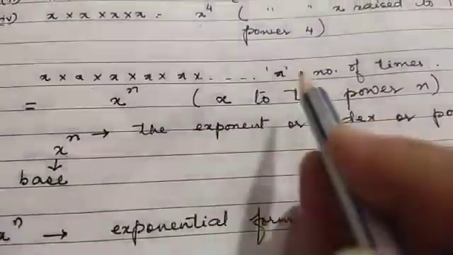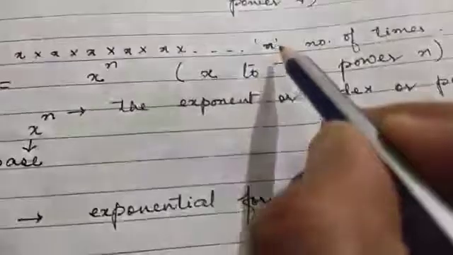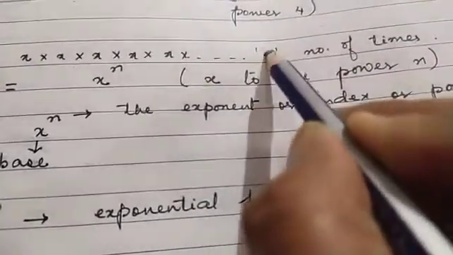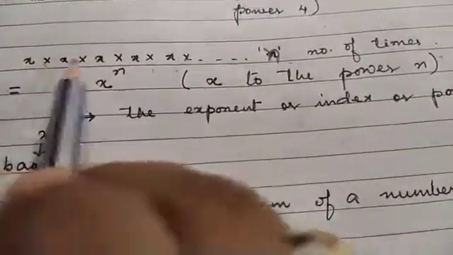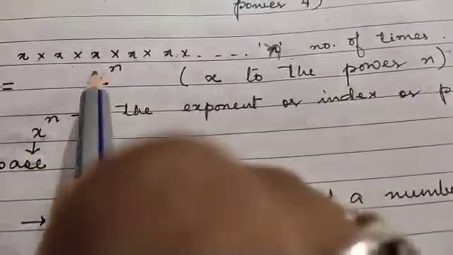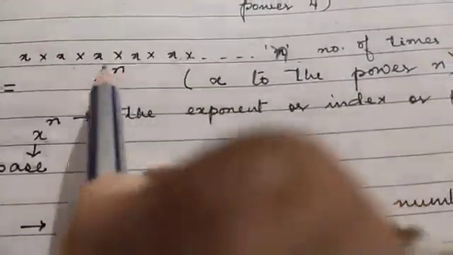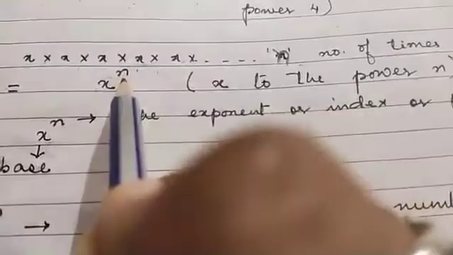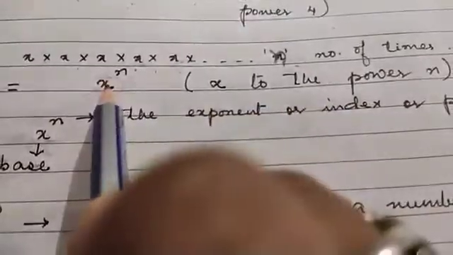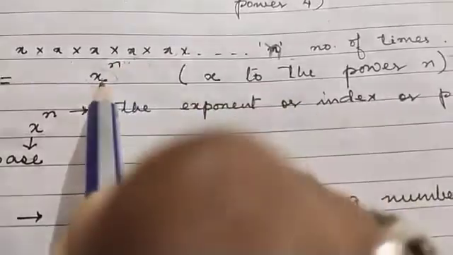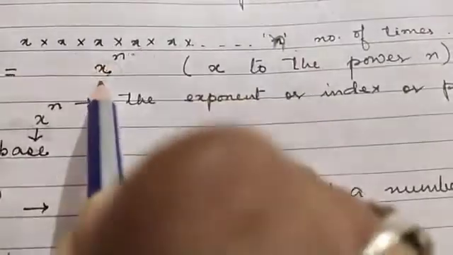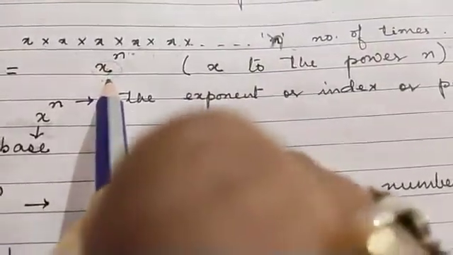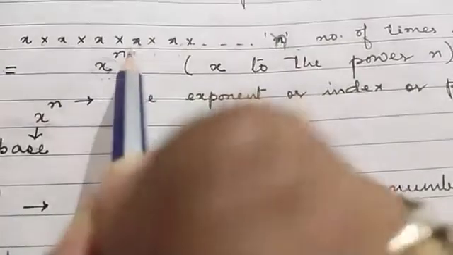Now suppose I have x repeated n number of times. This is equal to: whatever is being repeated, that literal we take as the base, and the number of times it is repeated we take as the power. So x to the power n. X is being repeated n number of times. Here x is known as what? X is known as the base and n is the exponent or index or power.